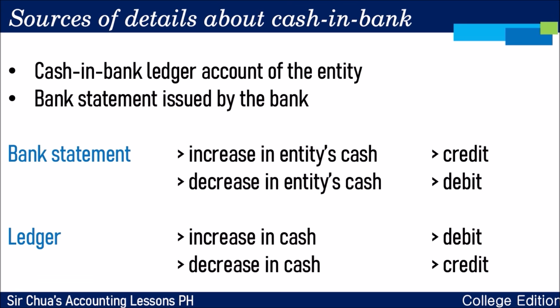But when we talk about the bank statement again and there is a debit, it means the company's money in the bank decreased. But if we are talking about the ledger or our accounting records, it's the usual manner you know: increase in cash is debit, decrease in cash is credit. Okay, so that's enough on debit and credit. Let's start our bank reconciliation.